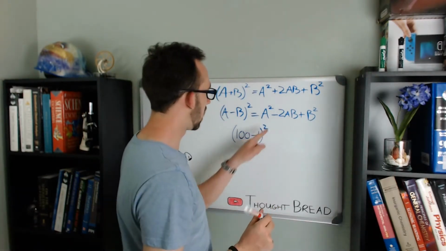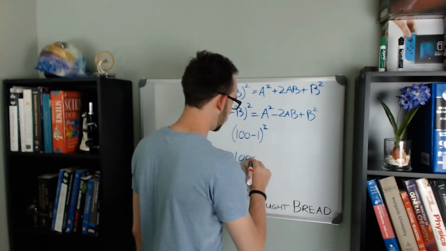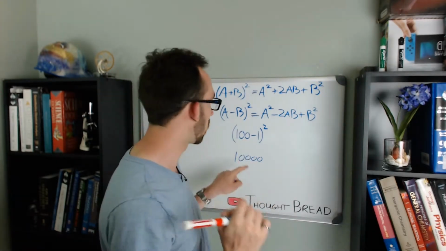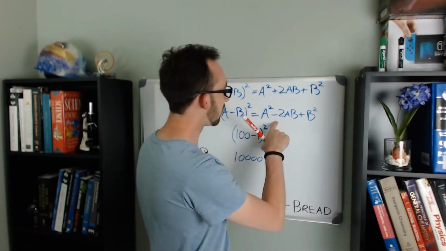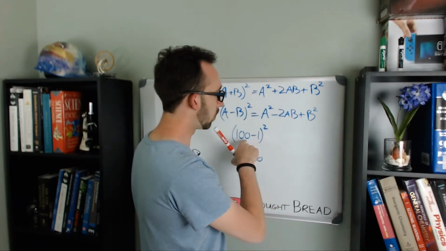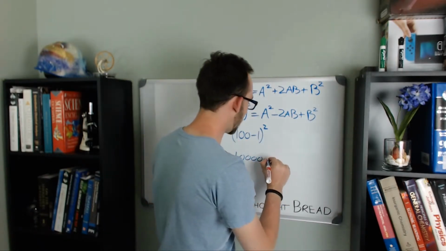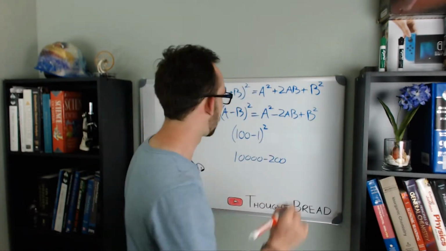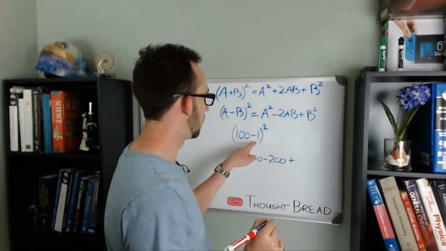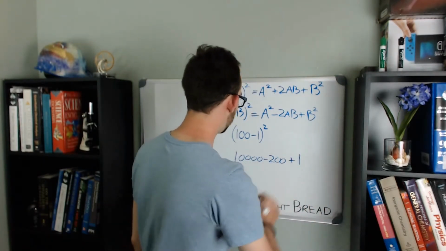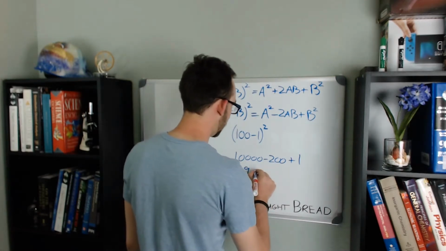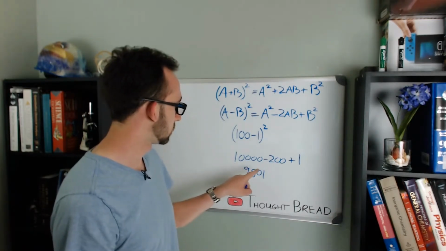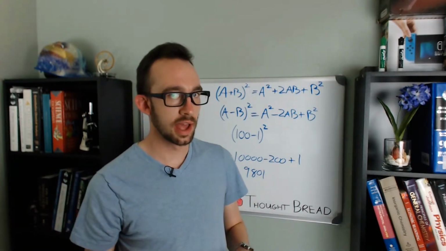100 minus 1. 100 squared is 1 with 4 zeros after it, because we have 2 zeros, you're squaring them, so you have 4. So we have 10,000, minus 2 times negative 1 times 100. So that's minus 200. Yes, makes sense. All right, plus negative 1 squared is 1. So we get 9,801. Yes, 9,801.